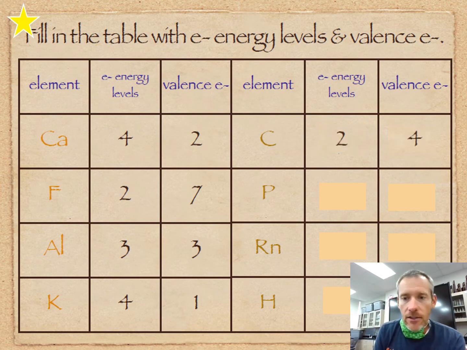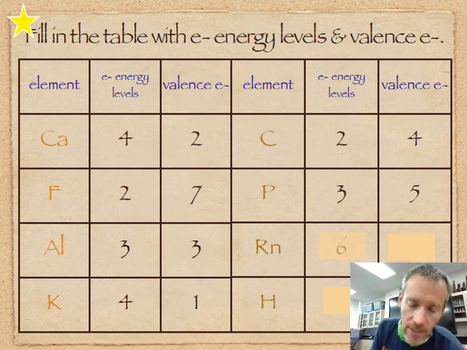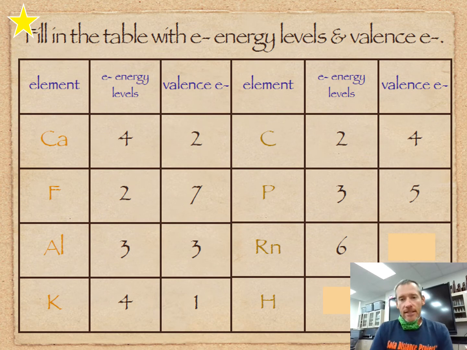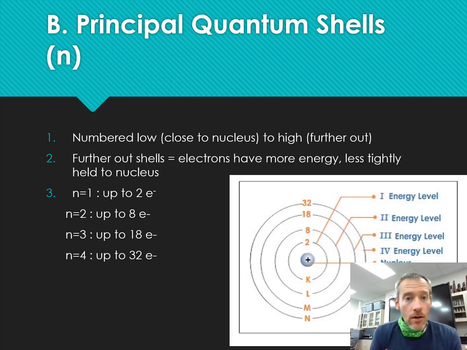Carbon is in the 2nd energy level with 4 valence electrons. Phosphorus is right below nitrogen, so it has 5 valence electrons. And radon is in the 6th energy level, but it's way out in the noble gases, so it has 8 valence electrons. And hydrogen's 1 and 1: first element on the periodic table, first energy level, 1 valence electron.